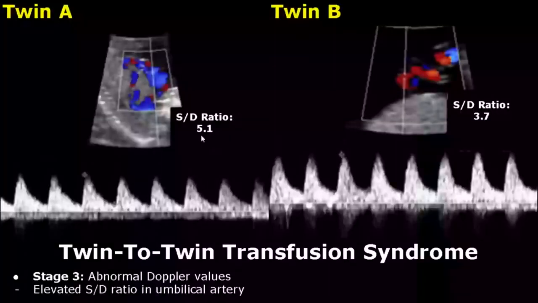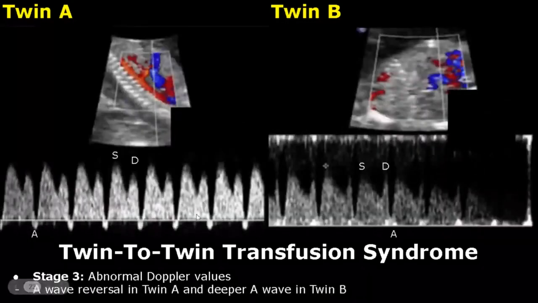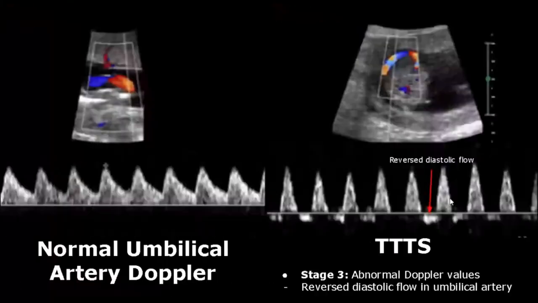In stage 3, abnormal Doppler values will be seen. The umbilical artery SD ratio will be elevated. Abnormality in A wave of ductus venosus can occur as well. In these images, there is A wave reversal in twin A and a deeper A wave in twin B. For umbilical artery, reversed diastolic flow may be observed. The diastolic flow is seen below the baseline.